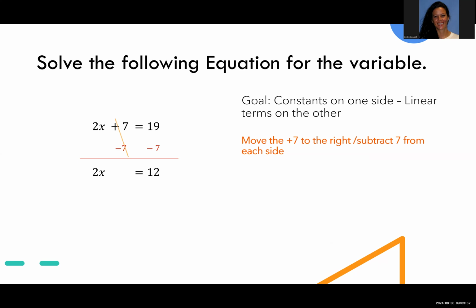I still need to isolate our variable x. And since it's being multiplied by 2, I'm going to divide both sides by 2. That'll cancel out the 2 with the x. And I'm left with x equals 12 over 2, which we know is 6.